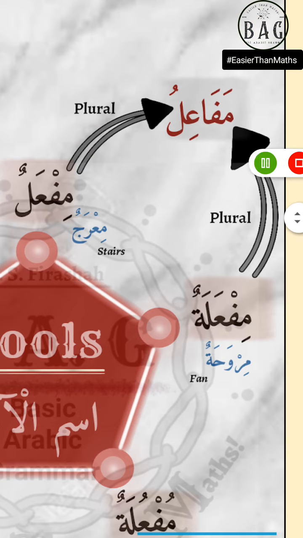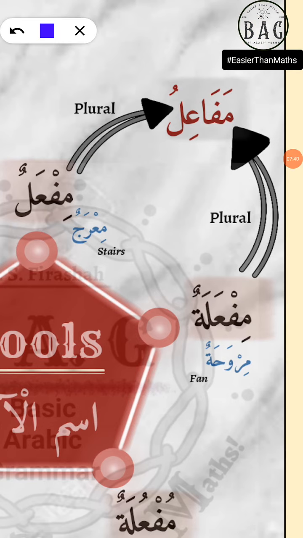Alright, this one is mafa'ilu. The same was the case here in mafa'ilu. As you can see, mafa'ilu does not bear a tanween, so this means that it is a ghair munsarif ism. Of course, it is jama mukassir and ghair munsarif.